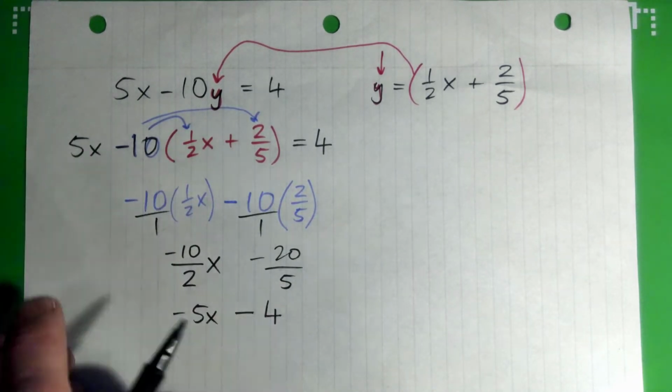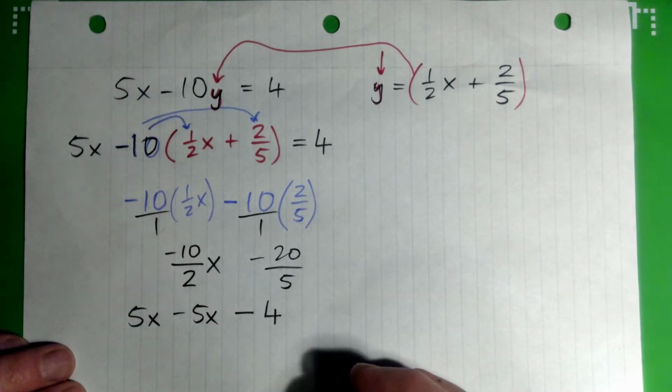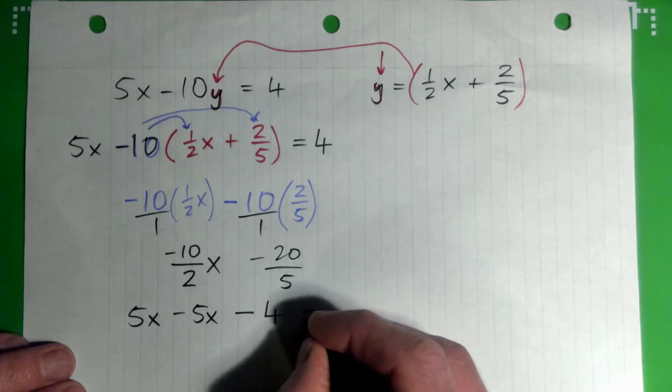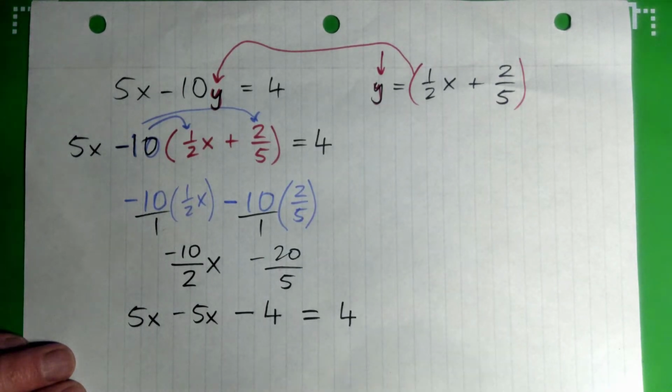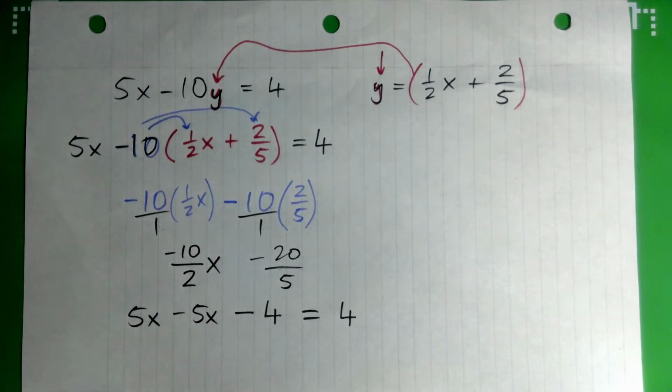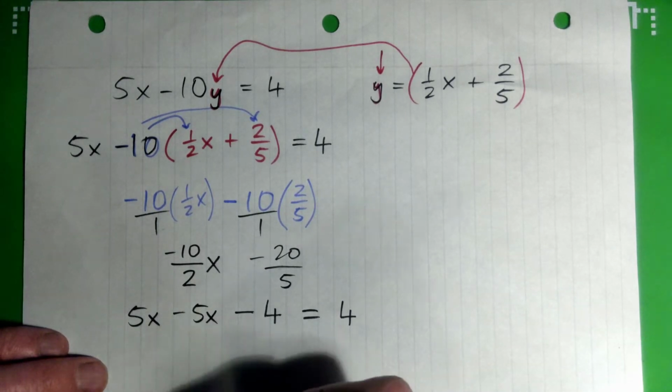Now we still have this 5x to write down. So you got 5x there. Right? And then equals what's over here? 4, right? Okay with that? So now if you continue to simplify, what ends up happening? What's 5x minus 5x? That's 0x, or 0, right?